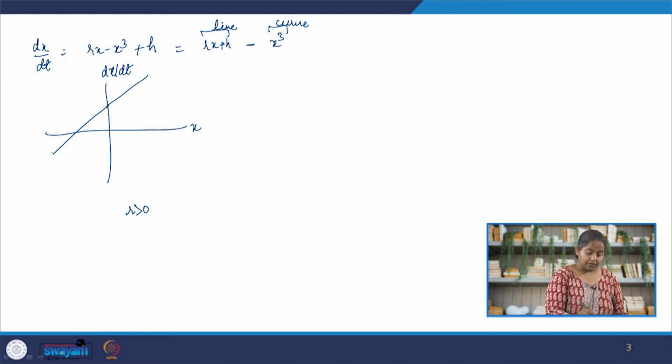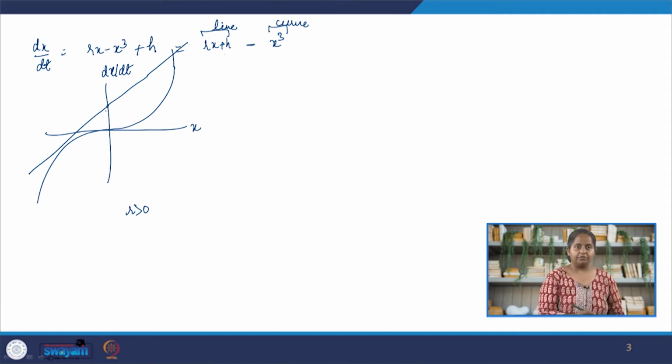The cube function looks like this. When x is negative, x cube is negative. When x is positive, x cube is positive. So we can see that for a certain value of h, so this is your intercept h, there is only one fixed point.